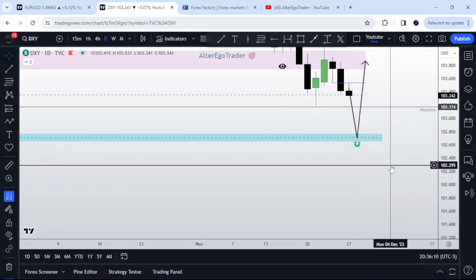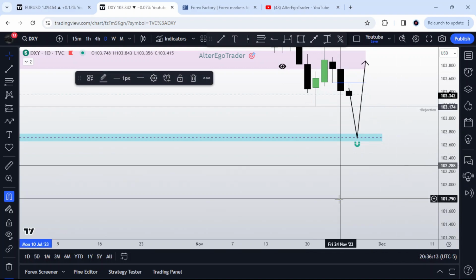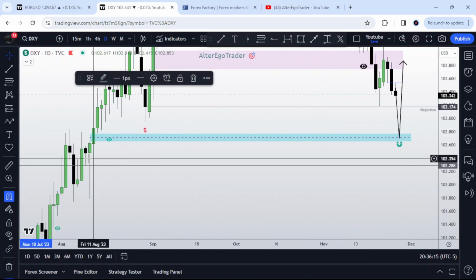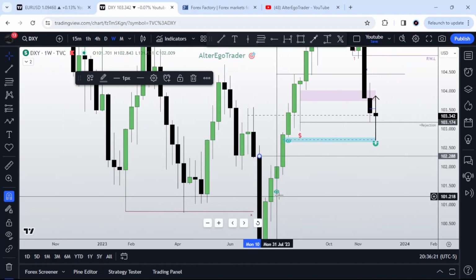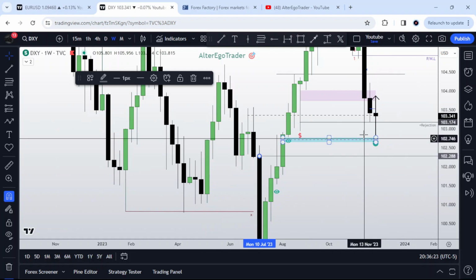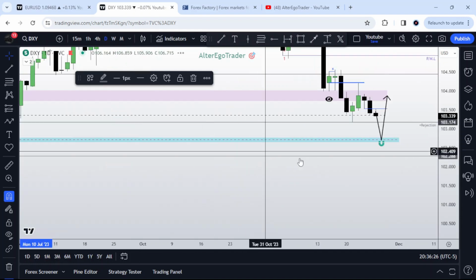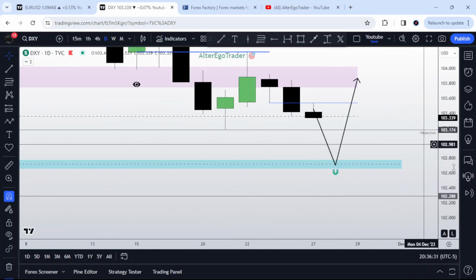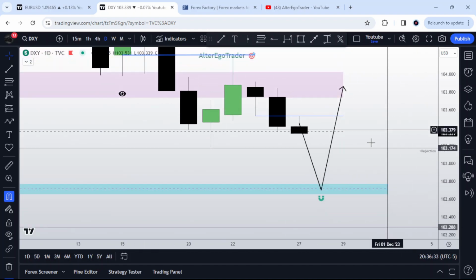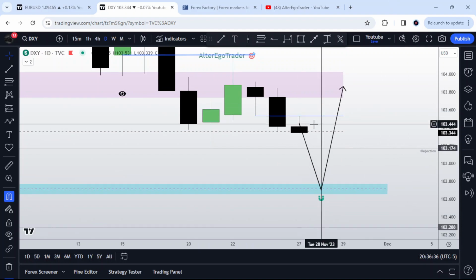But remember, there's still this downside target, right? That's that weekly order block, and there's this fair value gap. So December might want to dig into that. But remember, like I said, for now, we're focused on the short term to intermediate, right? I want to see how this week is going to play out.